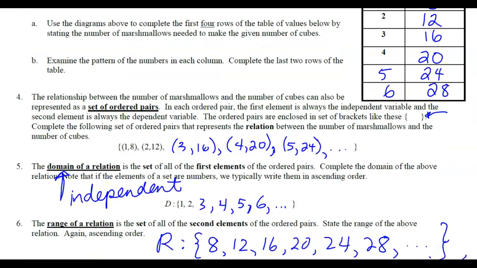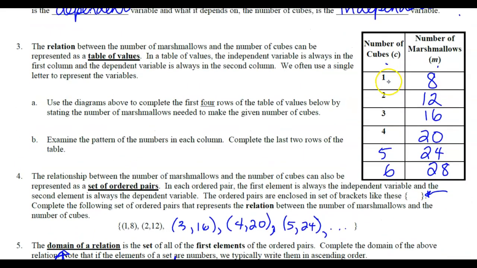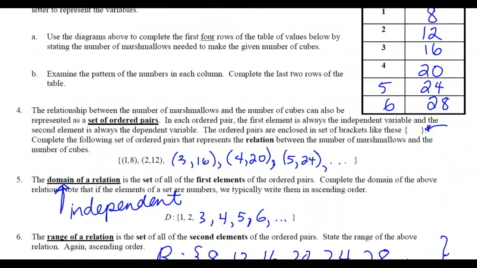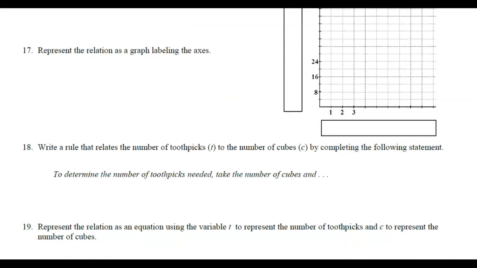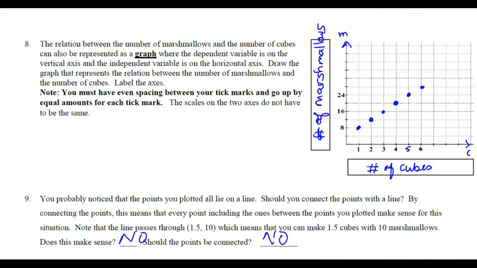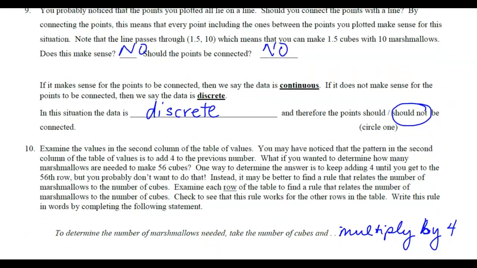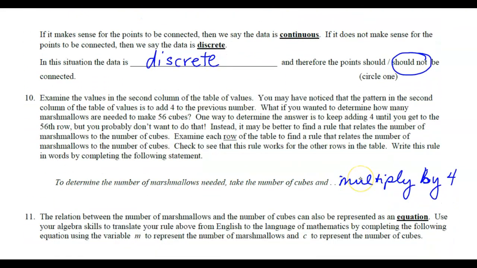Let's check. If we start with 4 and add 8, we would get 12. So we've got to think again about what we add here. Okay, so if we take 1 cube and multiply by 4, we get 4, and we're supposed to have 8 marshmallows. So what do you think we should add? 4. So we add 4.